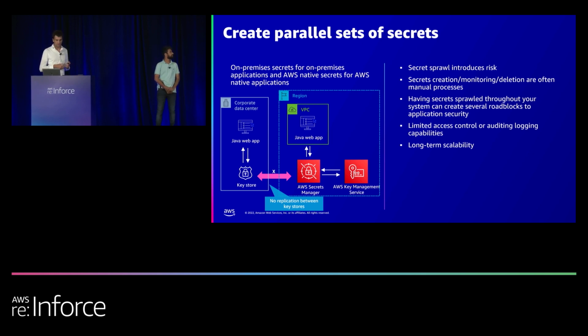So essentially, you have your on-premise secrets for your on-premise application and workloads, and then you have your cloud secrets, AWS native secrets for your AWS native applications. This, of course, is an approach that could work, but there are some challenges involved here. And mainly, as we've highlighted, is secret sprawl.